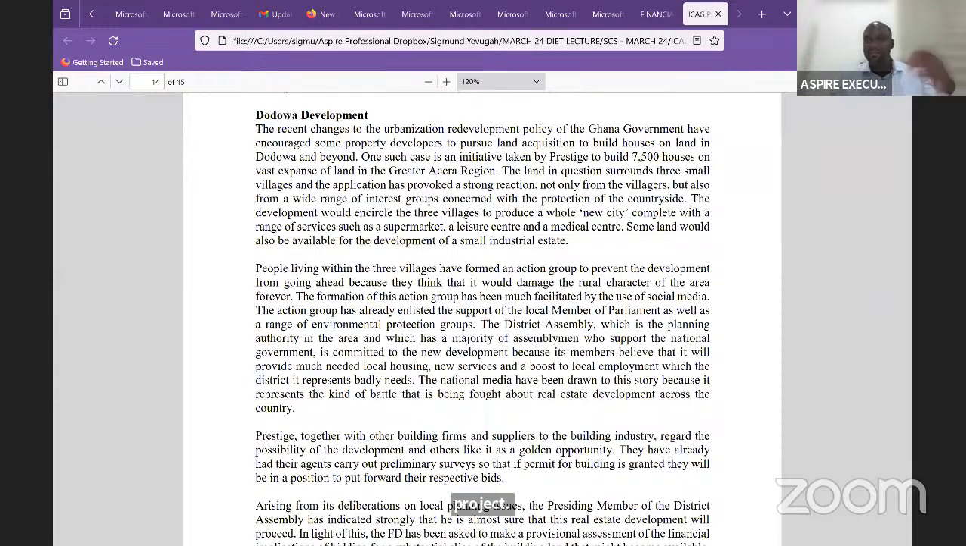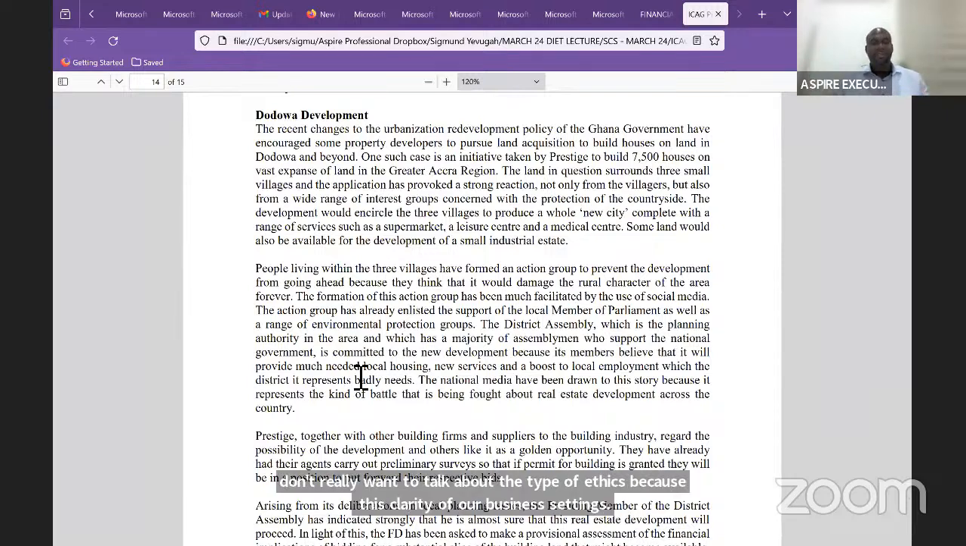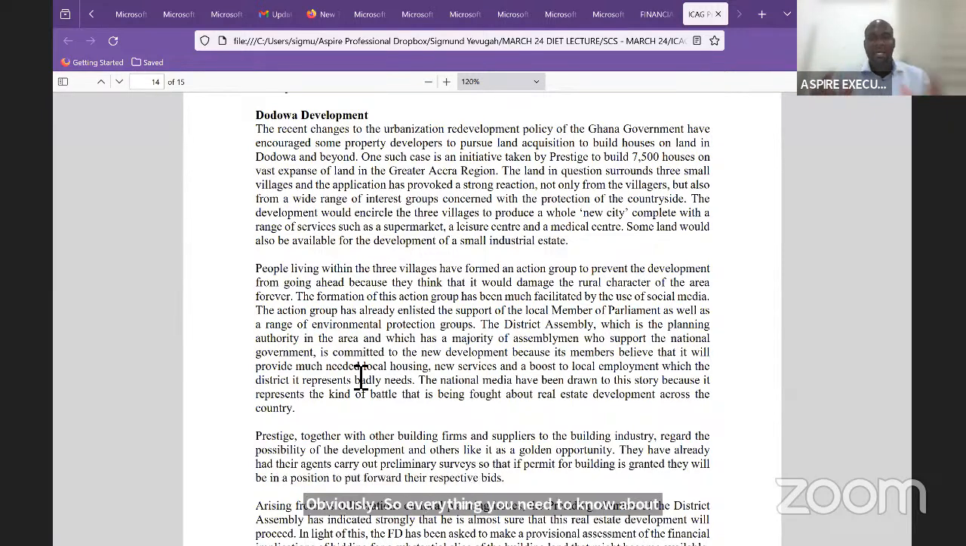We normally call it ethical issues. That is, issues that are non-financial whenever you want to consider a project. And one of them is ethics. So we need to get your knowledge on ethics. It's part of the knowledge required by our syllabus. So everything regarding ethics, you have to read it, because this helps you to appreciate issues on ethics. I don't really want to talk about the type of ethics, because this will clearly be business ethics, obviously. So everything you need to know about business ethics, how they should manage their relationship with various stakeholders, will need to be remembered here. Exactly.